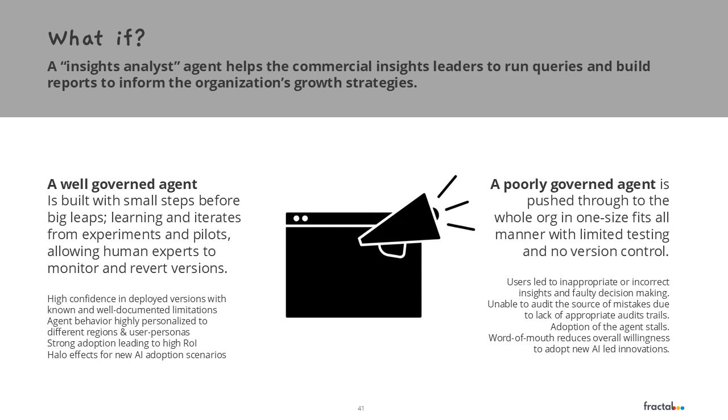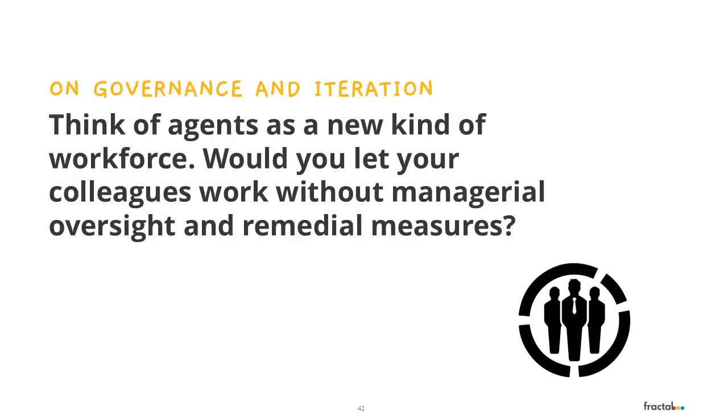Whereas a poorly governed agent might be rushed through without enough personalization, without anywhere near enough verification and evaluation, and without the version controls being set in, which may lead to users ending up making incorrect decisions due to incorrect insights, the inability to audit the source of these mistakes, and overall a reduction in the willingness of the organization to try AI-led innovations in critical use cases. If you think of agents as a new kind of workforce, this applies the same principle that even for our human colleagues, we have managerial oversight, we have remedial measures, and we need to establish the same kind of digital oversight, remedial measures, and the ability to revert for agentic systems as well.